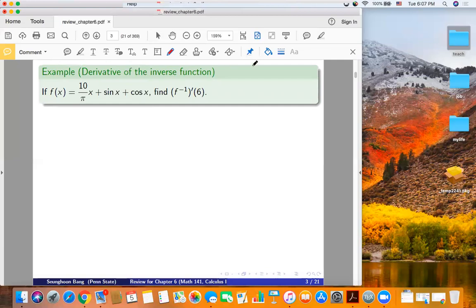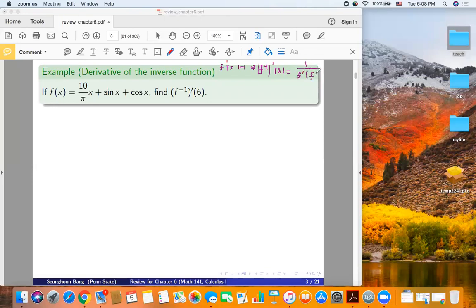Do you know the theorem? The function, right here is better, like this. The function f is 1 to 1. So what happens? We have this result. Inverse function prime of a is 1 over f prime of f inverse of a. So this is like the main idea for solving this problem.